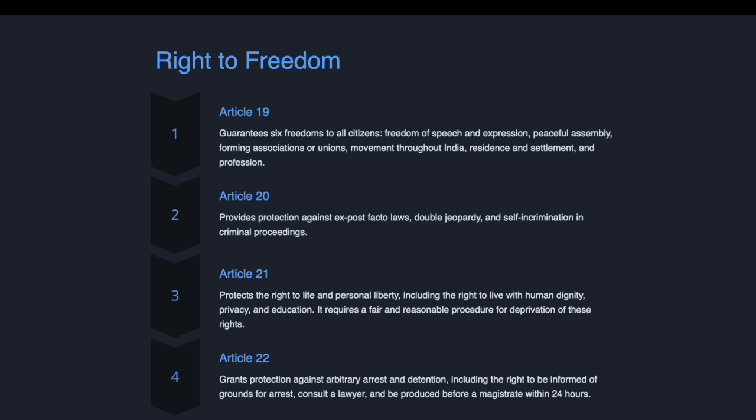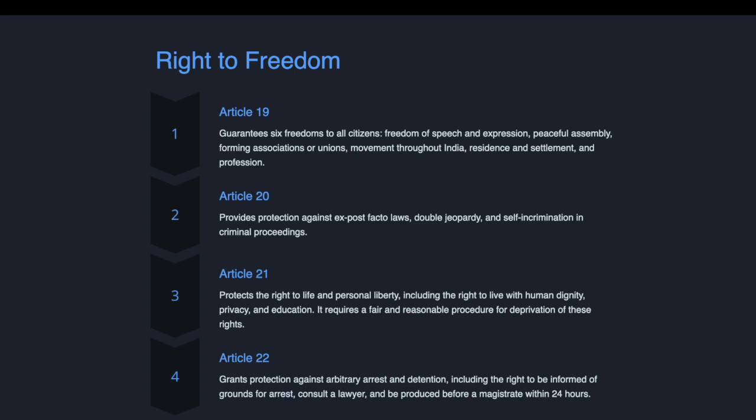The next is Article 19. It guarantees freedom to all citizens: freedom of speech and expression, peaceful assembly, forming associations or unions, movement throughout India, residence and settlement, and profession. The next is Article 20. It provides protection against ex post facto laws, double jeopardy, and self-incrimination in criminal proceedings.